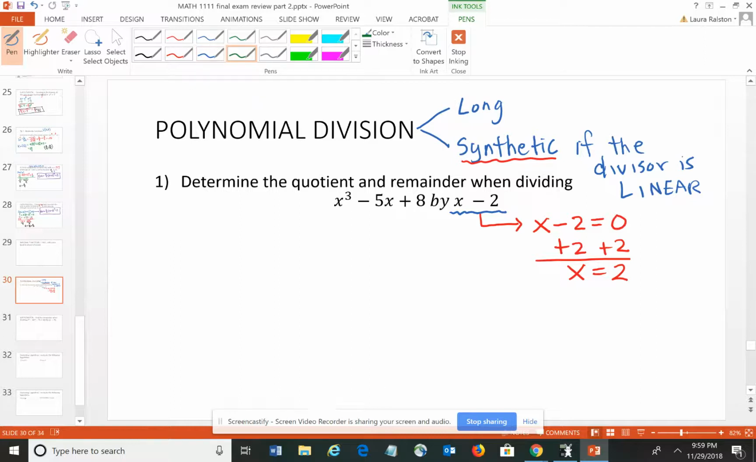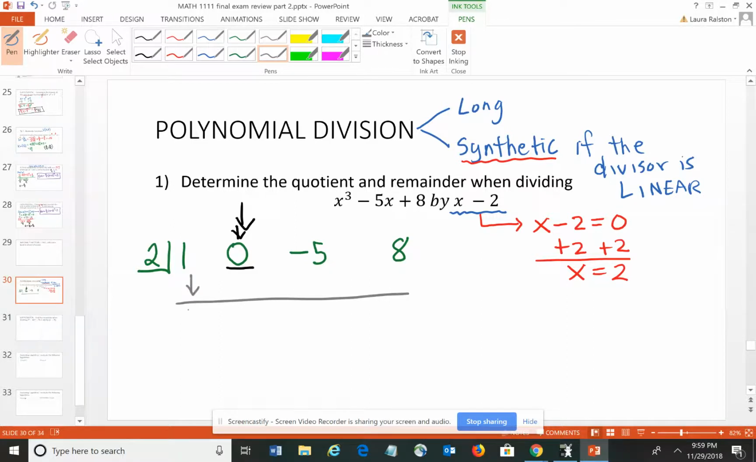So I have positive 2, which will go in my box, and then I have to list the coefficients of the polynomial. But be careful, because we have 1x cubed, no x squared, so 0x squared, minus 5x plus 8. Make sure that if you're going to do the long division or synthetic division, guys, you got to put this placeholder in there. If you don't put that placeholder in there, you will get the wrong answer every time. Okay, so we're going to draw our equal bar.